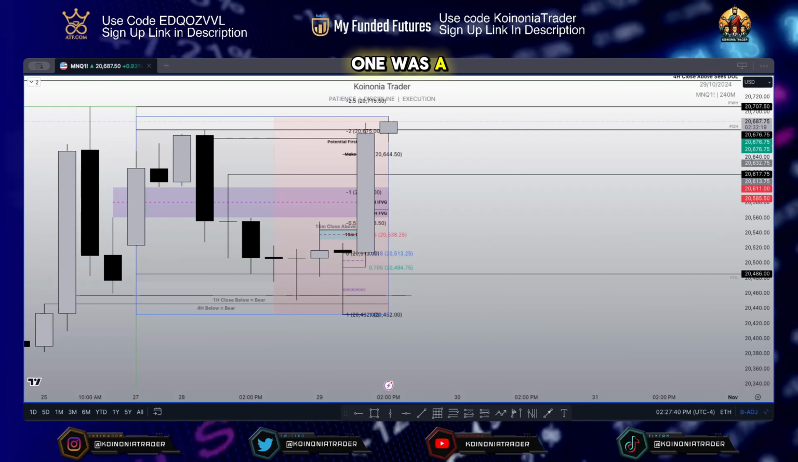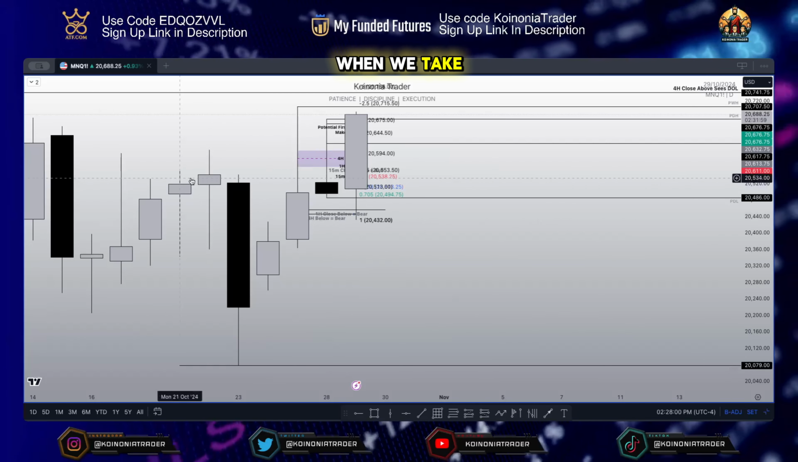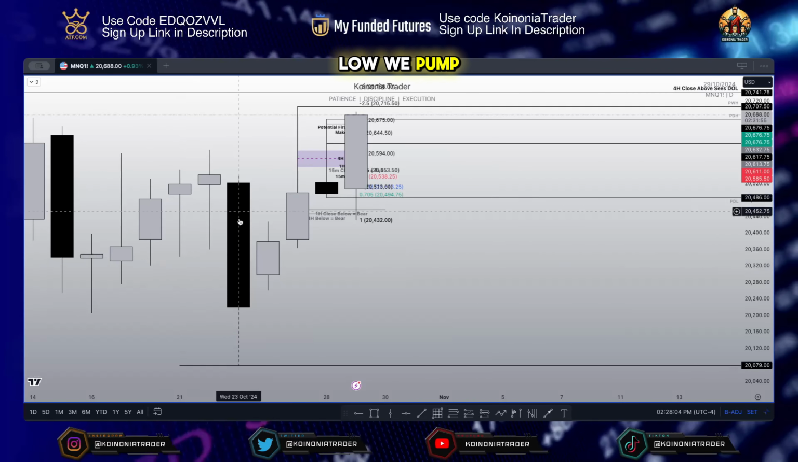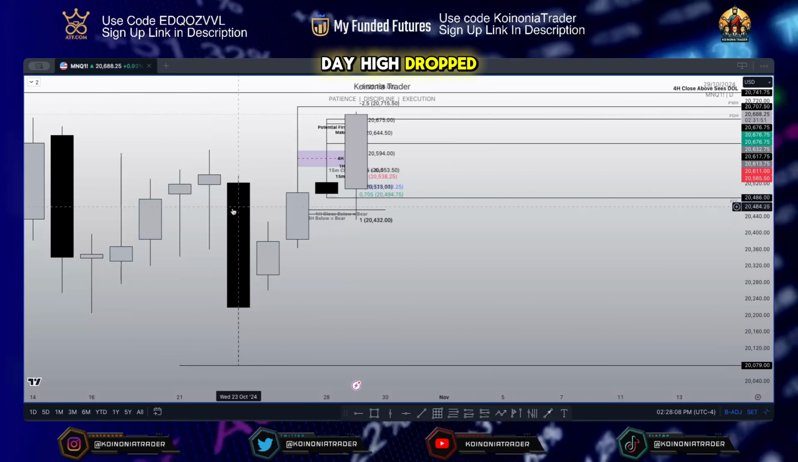So starting out on the higher time frame, right? We always start out with the higher time frame. I like to start marking out the previous day high and previous day low levels because typically you will find that there will be setups found within it. Sometimes when we take out previous day high, we drop, and when we take out previous day low, we pump. As you can see here, we took out previous day high, dropped, took out previous day high, dropped as well.